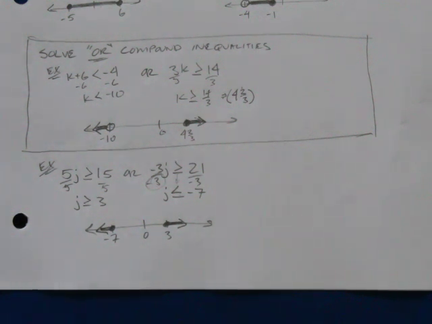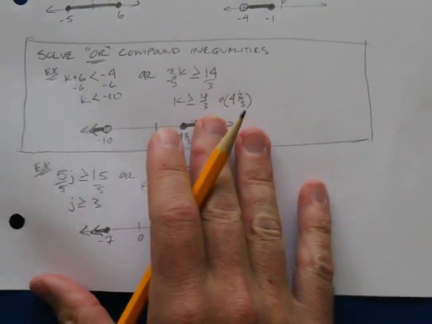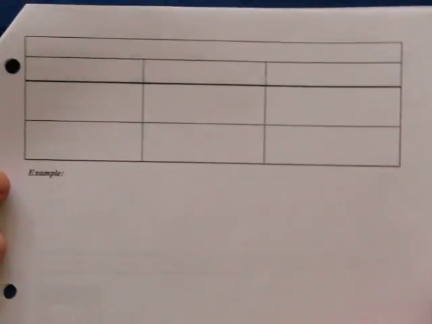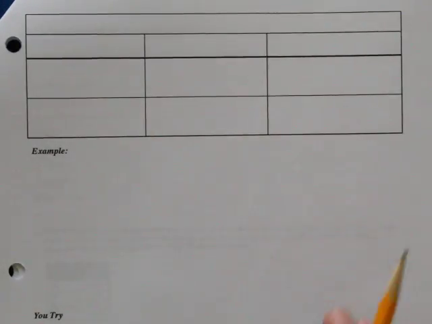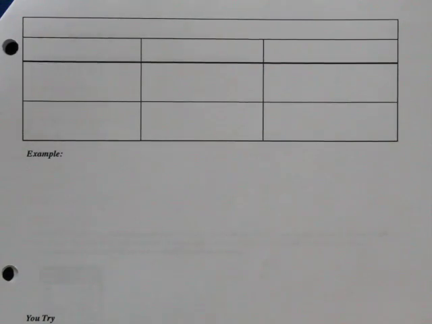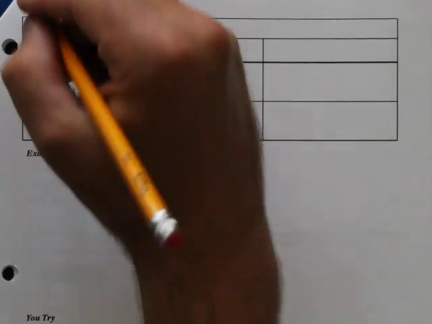Now let's look on the back here. Oh, there is an OR inequality. All right. I was just missing a page. We're going to fill in this chart. We're going to do a few examples, and we'll be done with our notes for the day. Absolute value inequalities.